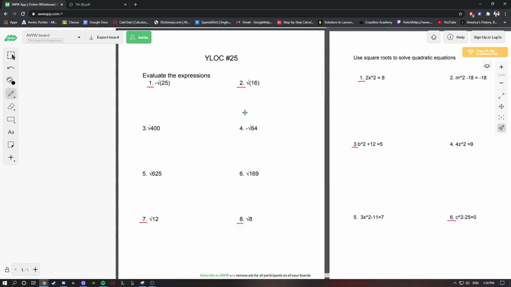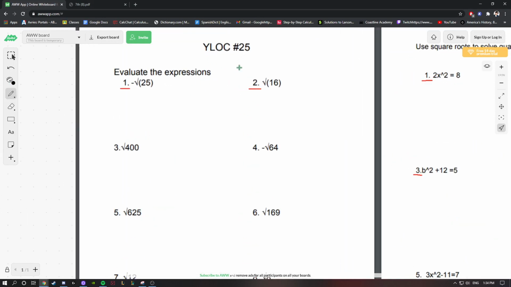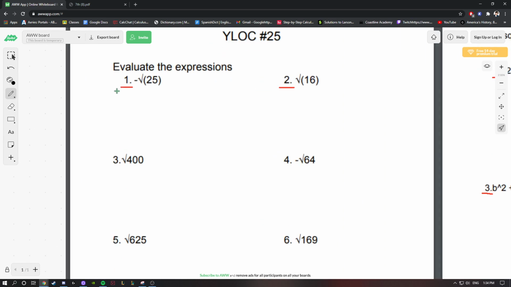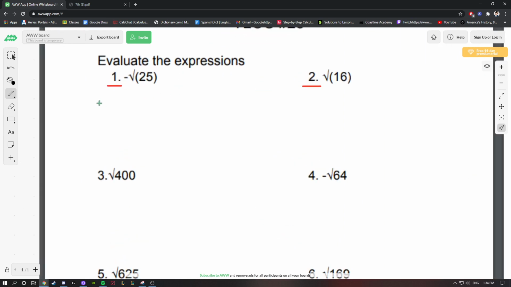Let's get started. Okay, so today we're going to be learning something new involving squares and square roots. So on this first page, we're asked to evaluate the expressions. We're going to look at number 1. We have negative square root of 25.